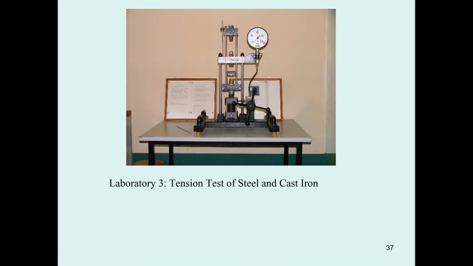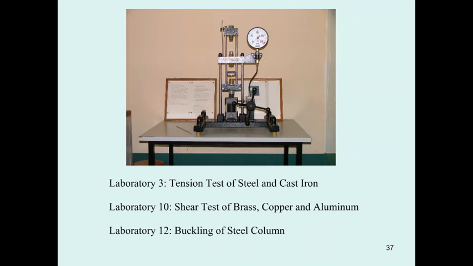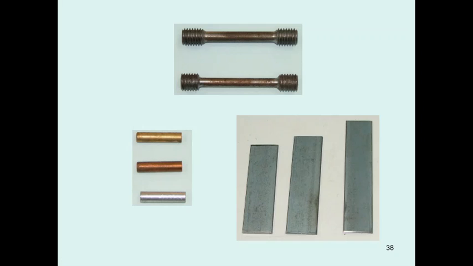This machine can test tension for laboratory 3, shear for laboratory 10, and compression for laboratory 12. The name of the machine is universal, which means a general testing machine. The specimens for the tension test are here. One is cast iron, this one is steel, this one is brass, this one is copper, this one is aluminum, and this is the steel plate for lab 12.